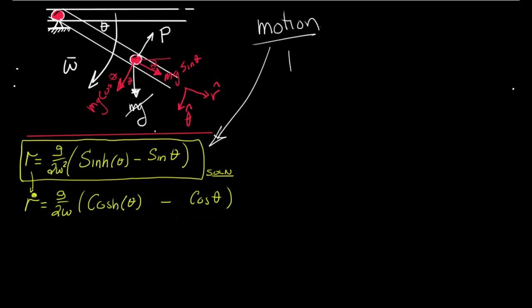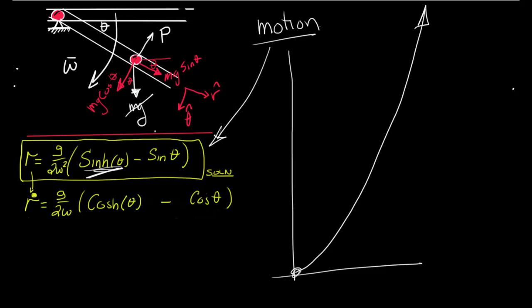We could also look at the motion here. We plot this at sinh of 0 is 0. And that goes to infinity. And sine of 0 is 0. Because it's negative, it's going to go like this. And if we add these two together, we'll get a curve that looks something like this.